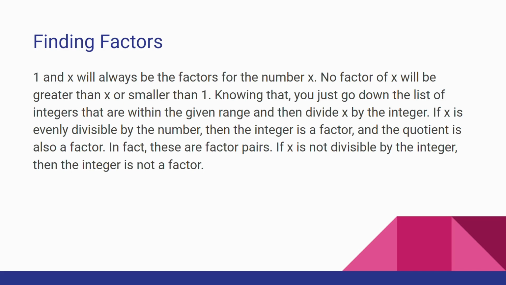However, if x is not divisible by the integer, then the integer is not a factor. So let's go back to the number 12 example. Say x is 12 again, and you chose 7 as your integer, but when you divide 12 by 7, you find that, oh no, 12 divided by 7 is not a whole number. Therefore, 7 is not a factor of 12.